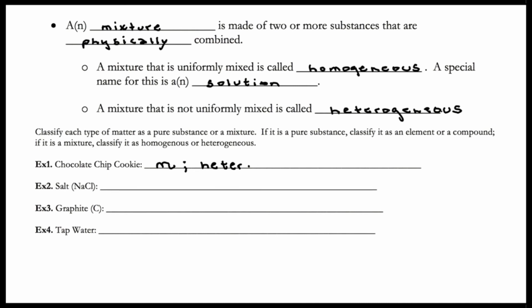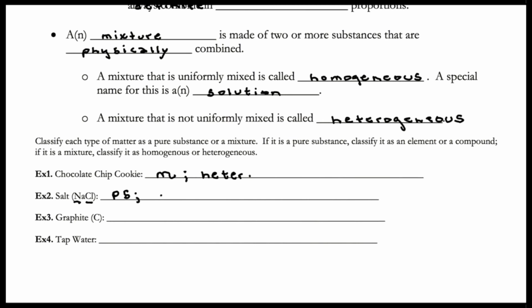Let's look at the next example, salt, NaCl. Now notice, as we had noted earlier, by putting these elements right next to each other without a space, we are noting that they are chemically bound together. So here I have just one type of molecule, so this is going to be a pure substance. But because I have 2 or more different atoms, it's going to be a compound.